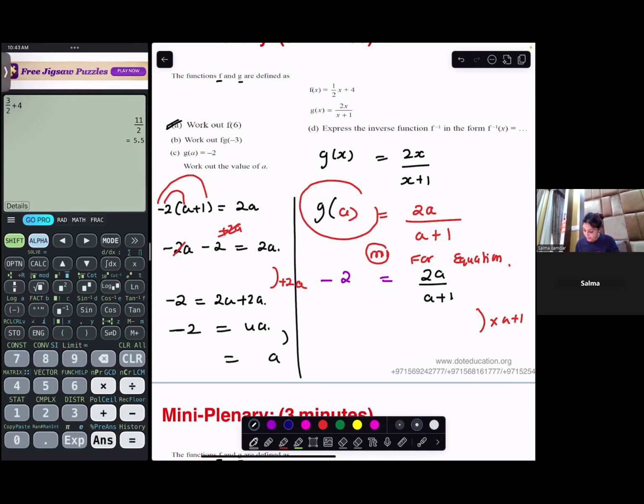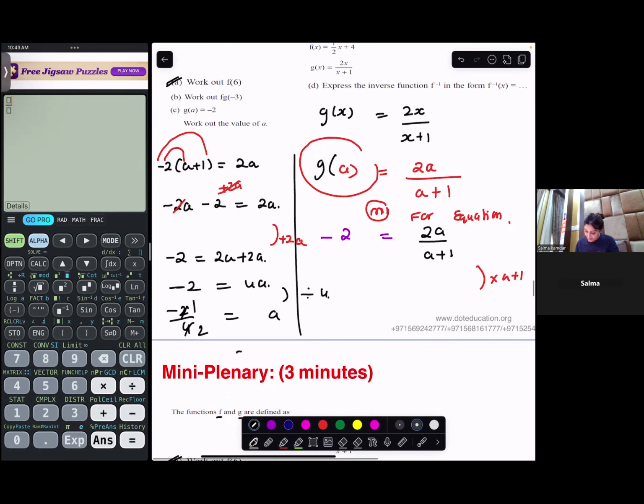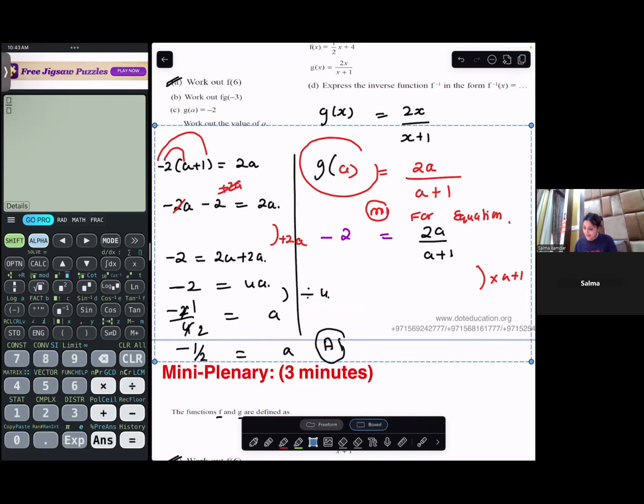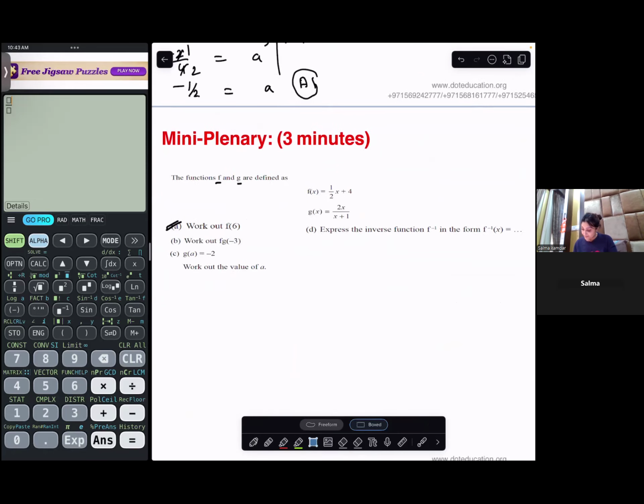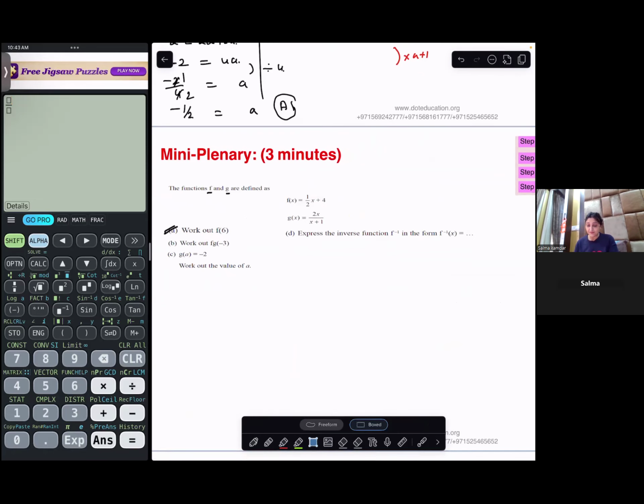So my a will be equal to, I will divide both the sides by 4. So minus 2 by 4. 2 ones are and 2 twos are. So my a is equal to minus half. So this will give you full marks for the question. Okay, let's proceed to the next part. Some the D part. I want you to try it yourself. Come to the solution only if you are stuck. Okay, try and then come back.